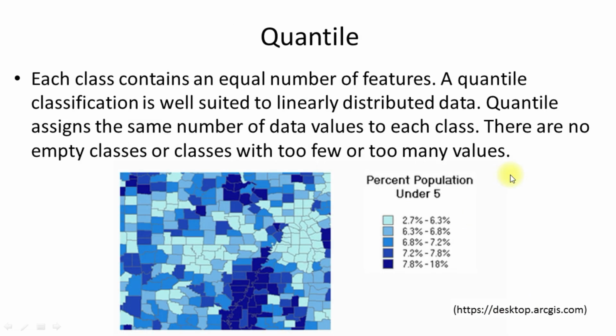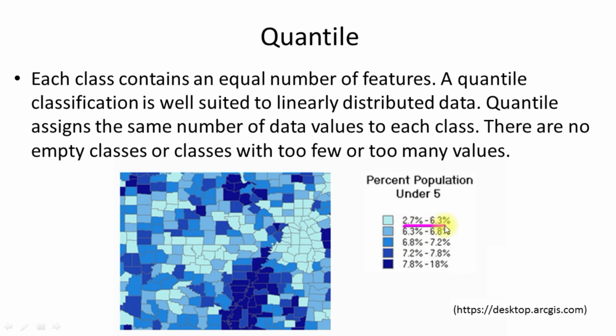So quantile. Each class contains an equal number of features. A quantile classification is well suited to linearly distributed data. Quantile assigns the same number of data values to each class. There are no empty classes or classes with too few or too many values. So the quantile classification does not look at the class range.